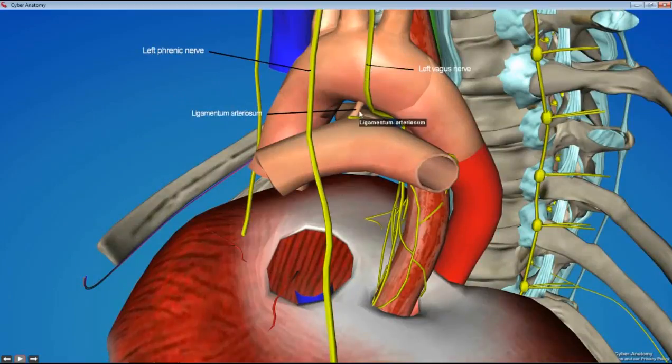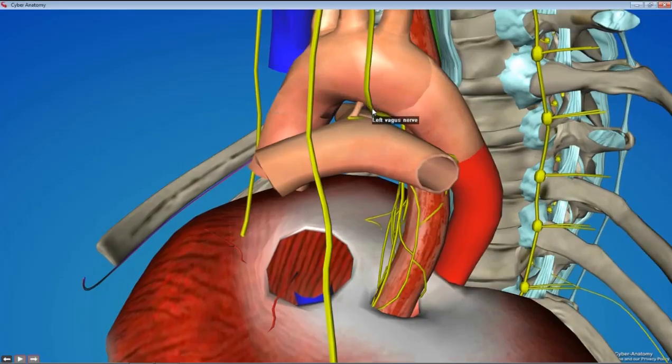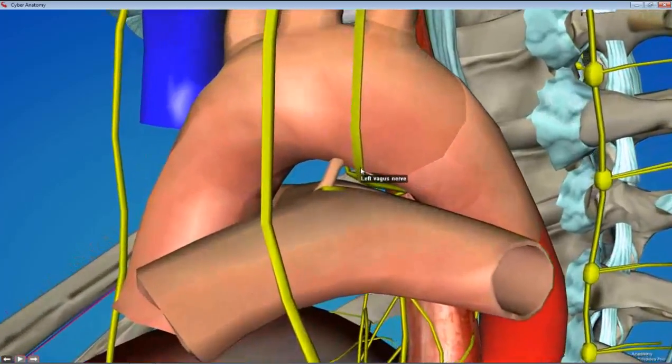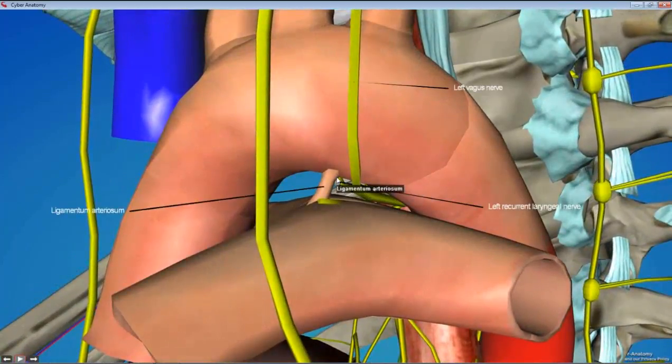And then if you look at these two structures, ligamentum arteriosum and vagus nerve, there's a branch of the vagus that you ought to be able to see branching underneath the arch of the aorta, right behind the ligamentum arteriosum, and that's your left recurrent laryngeal nerve. We won't find the right. It branches off a little bit higher, so it's harder to find in the chest, but the left we'll definitely try and find today.